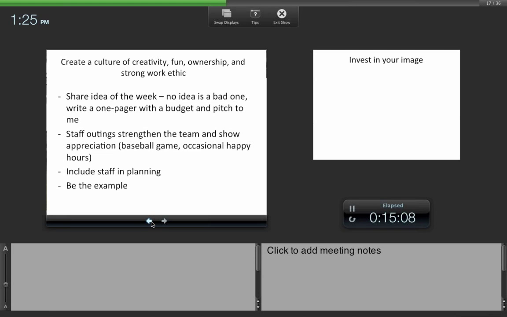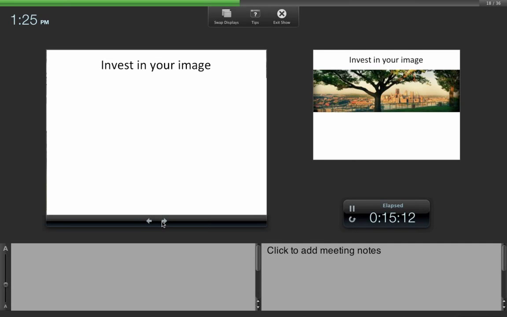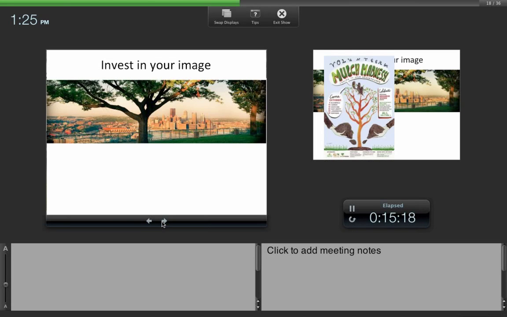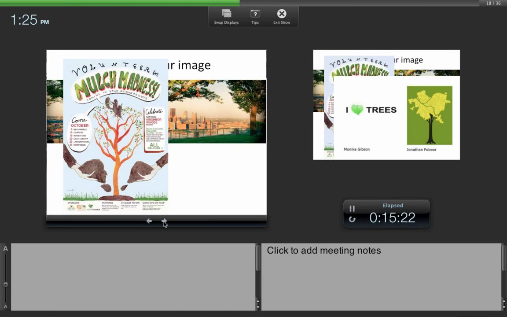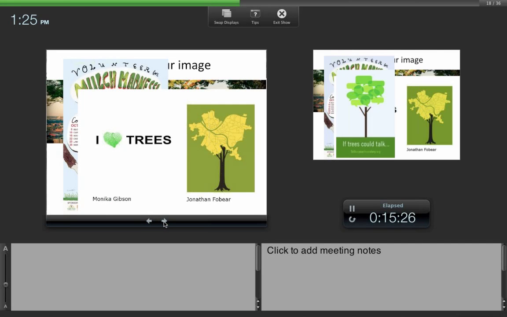Invest in your image. This is something that Tree Pittsburgh has been really successful at, and these are just images. We believe in hiring professional photographers and graphic designers. You might think, oh, I can't afford that, it's going to be so expensive. But you really would be surprised. There's a lot of young designers and photographers who want to build their portfolio.